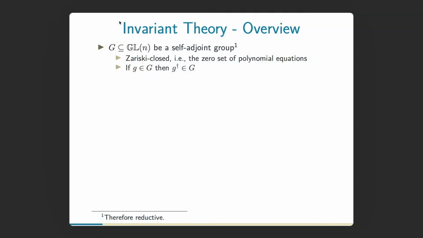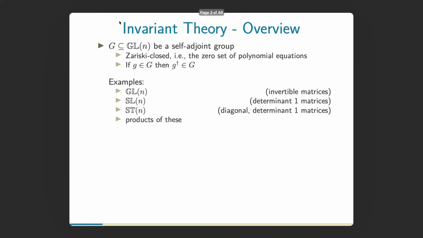So, all right, so let G be a self-adjoint group, okay? So therefore reductive. So JM is happy, now we can go on. So what do I mean by this? It's a Zariski closed set, so the group is just captured by zero sets of some polynomial equations, okay? And if G is an element of the group, then the conjugate transpose is also in the group, okay? Like some of you like this to be a star, I like it to be a dagger. I hope that's not contentious here, but, okay, that's the only thing.